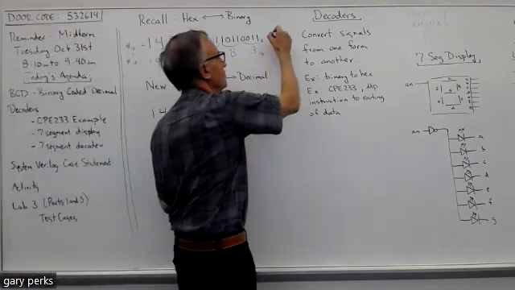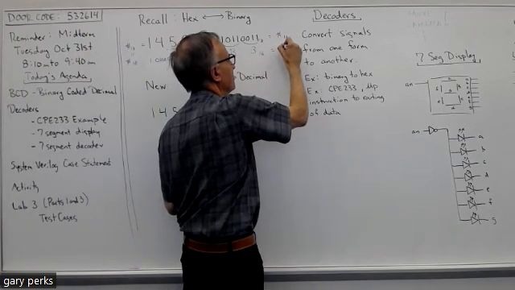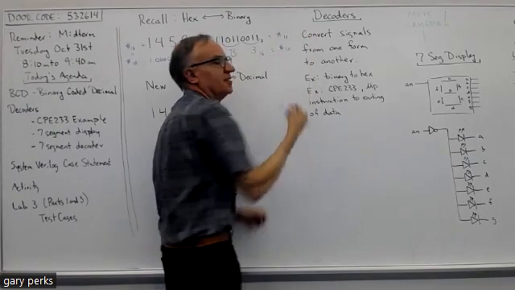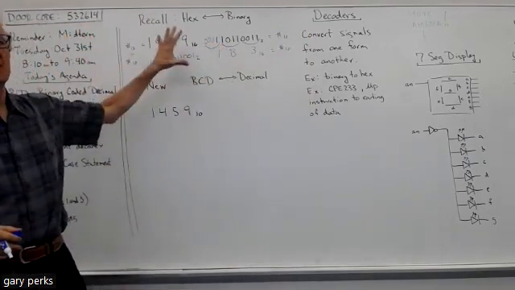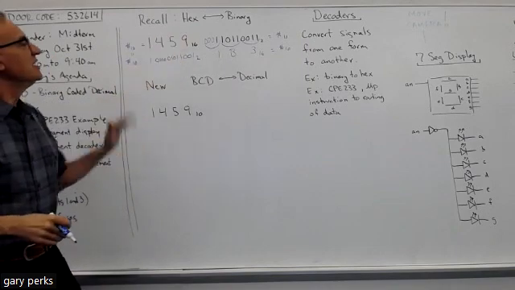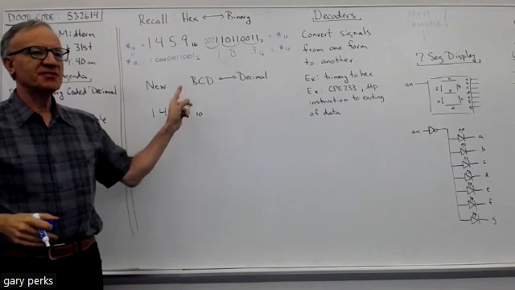And again, if you converted this to base 10 and did the same thing here, you would see that they were equal. Okay, so this is base conversion. Now what I'm going to show you is binary coded decimal to decimal.